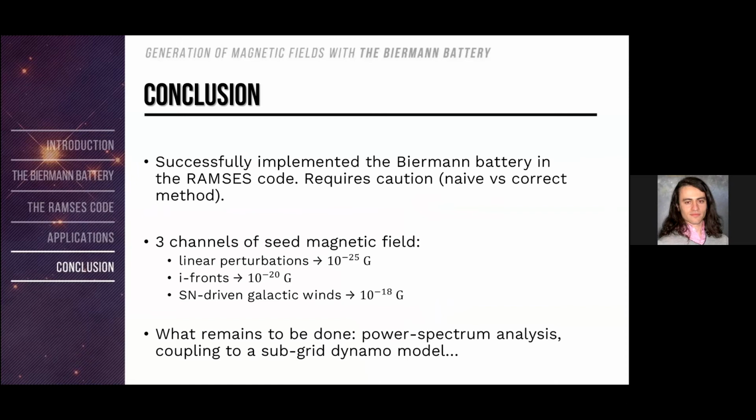Just as a precision, all these results are presented in an article that was just recently accepted a couple of months ago. So if you want more details, you can read Attia et al. 2021. We got a question from Patrick. So go ahead.